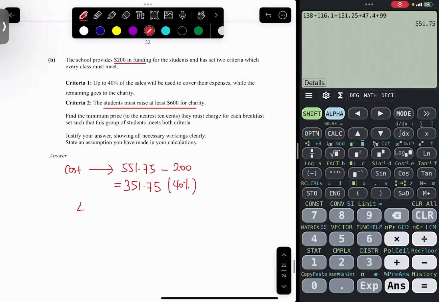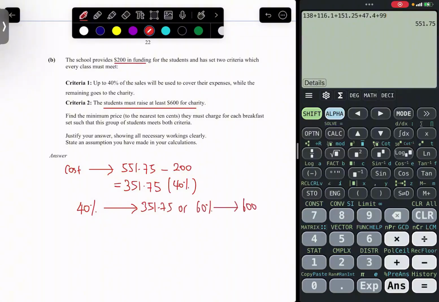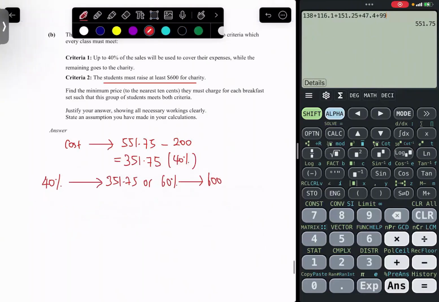So either my 40% is going to be equal to 351.75, or my 60% must be $600. Because I must hit both criteria. Now, if I were to hit 40% as 351.75, that means I need to earn 100%. So that will be 351.75 divided by 0.4. So I need to collect back $879.38. Or here, 100% would be $1,000.